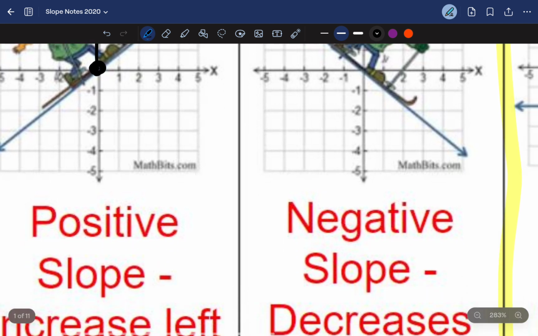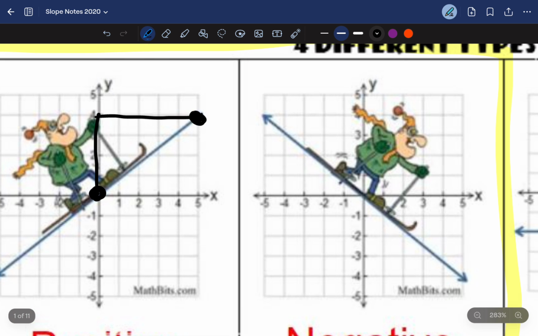Now looking at a negative slope, it decreases left to right. So again, I would pick 2 coordinates. I would always start in the center if possible at the origin, and then just pick another coordinate, and I would go down and right. And the same is true if I pick this other coordinate here at the top, I would go down and right. So it looks like steps to a stair, and you're going down instead of up.